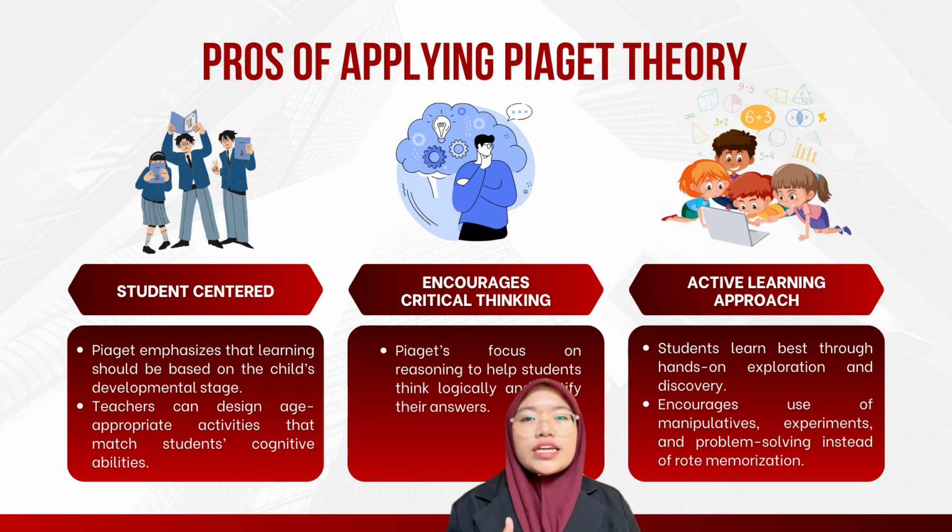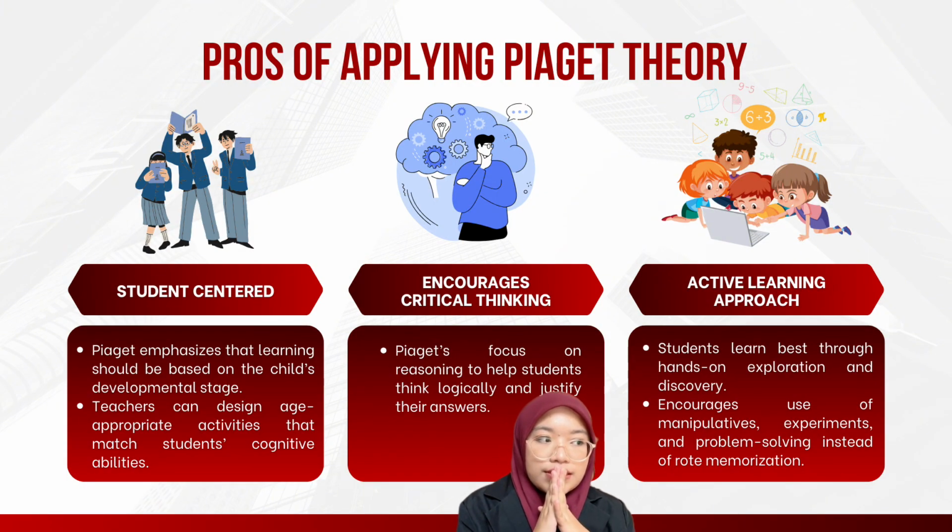Firstly, Piaget's theory is student-centered, as we know. This means that the focus is not just on what the teacher delivers, but rather on how the children learn. According to Piaget, children learn best when teaching is matched with their developmental stage. In other words, teachers should not expect 7-year-old kids to think like a 12-year-old or a teenager because their cognitive structures are still growing.